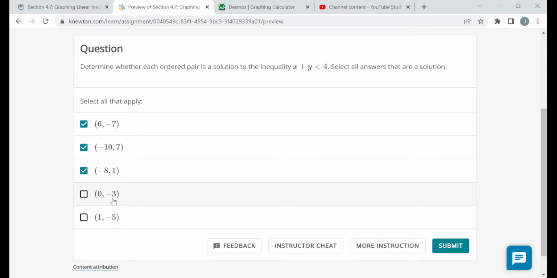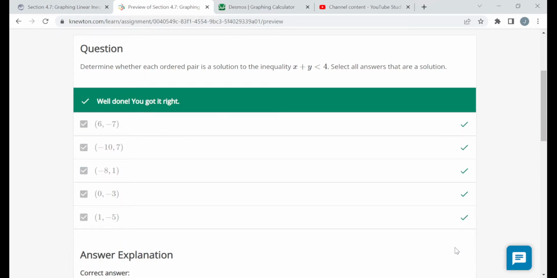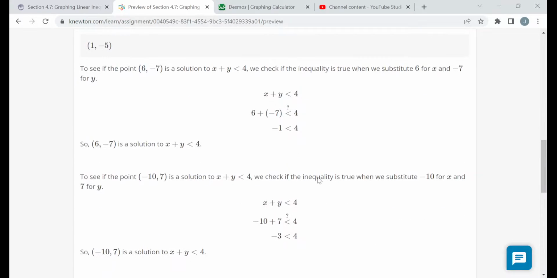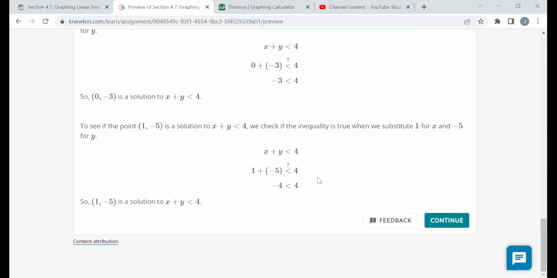0 plus negative 3 is negative 3. Is that less than 4? Yeah. 1 plus negative 5 is negative 4. Is that less than 4? Absolutely. So every single one of these is a solution to the inequality I was given. Every single one of those satisfies the inequality. Again, these should be simple enough. Just plug it in and check it.